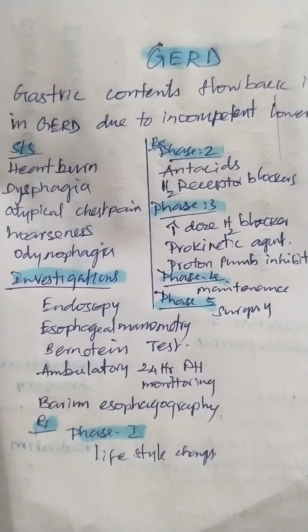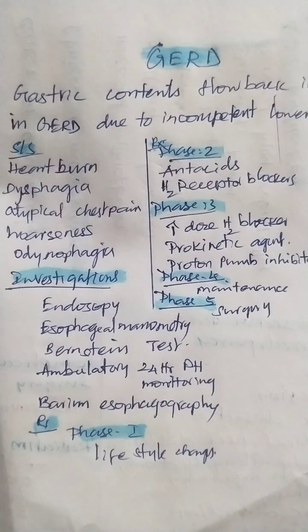Ambulatory 24-hour pH monitoring is frequently performed for diagnostics. It determines the amount of gastroesophageal acid reflux. Barium esophagoscopy: use of barium with radiographic studies to diagnose mechanical and motility disorders.